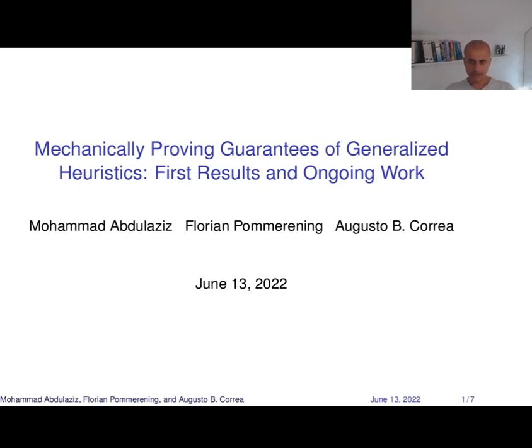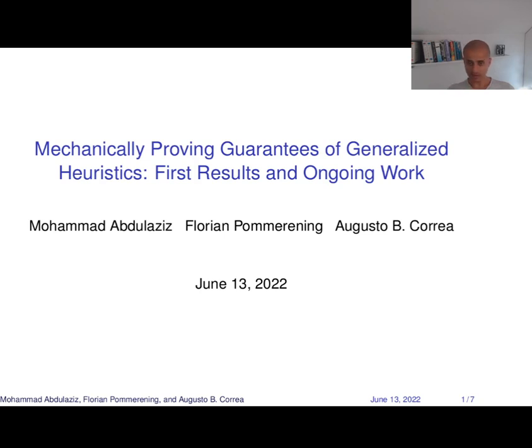Hello everyone. Today I will talk about using interactive theorem provers to formally prove properties about generalized potential heuristics for PDDL domains. This work is in collaboration between me and Florian Pommerening and Augusto Corrêa. And I'm Mohammad Abdulaziz.